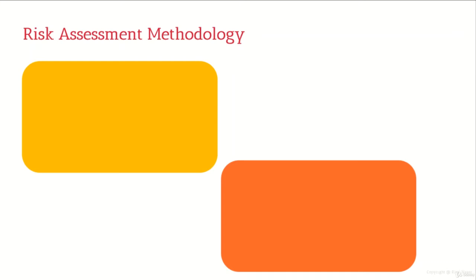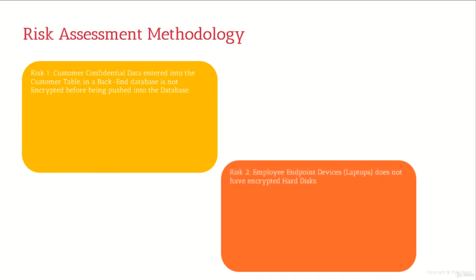The first scenario is where an organization has customer confidential data which is stored in a customer table in a database. Now, the customer confidential data is not encrypted before it is pushed to the database. The second risk scenario is an organization with many employees and endpoint devices or laptops, but the hard disks of those laptops are not encrypted.